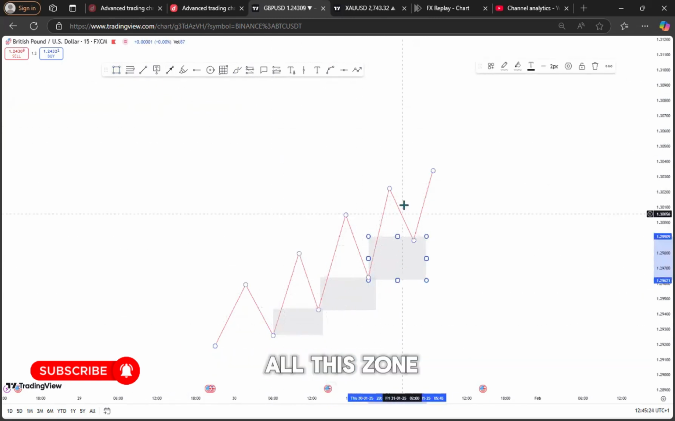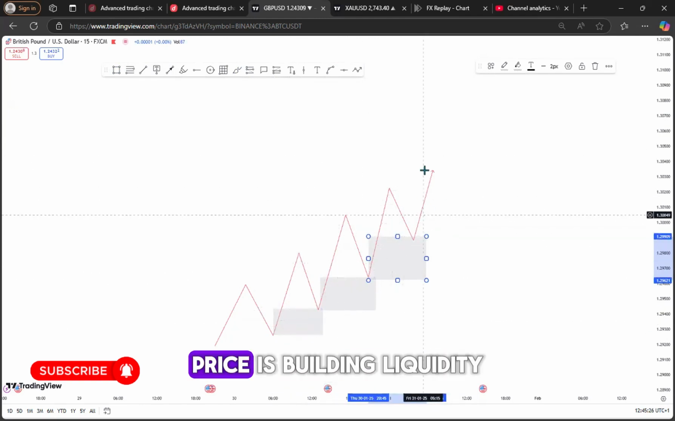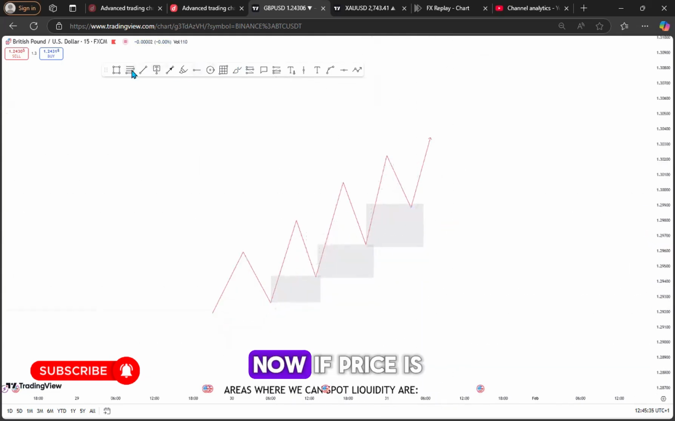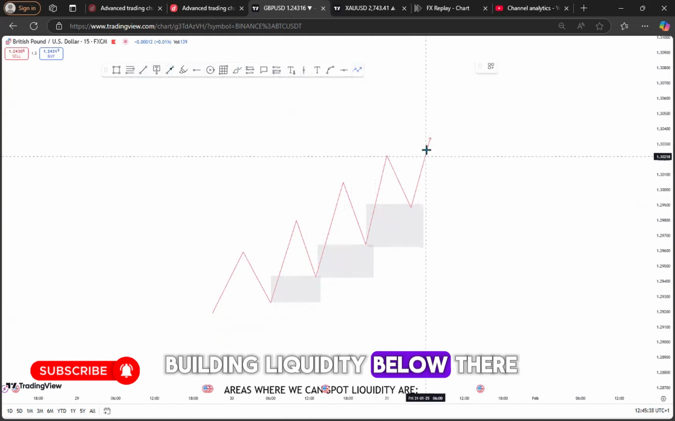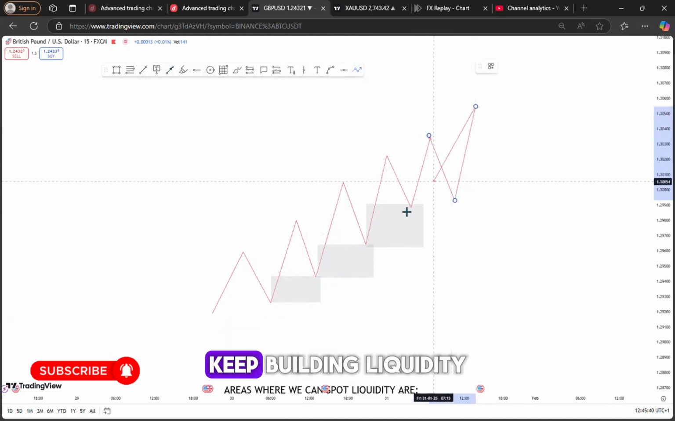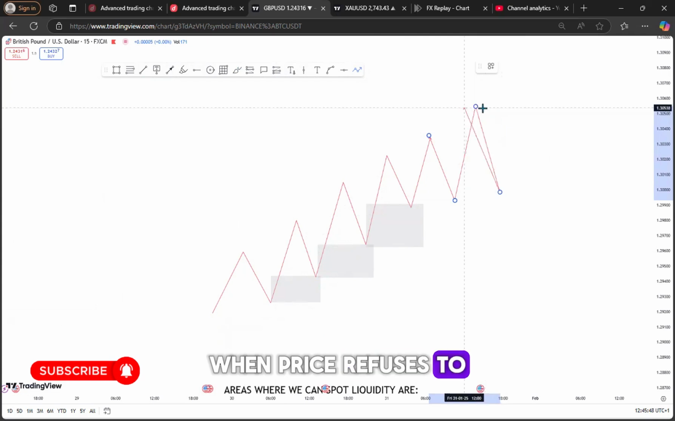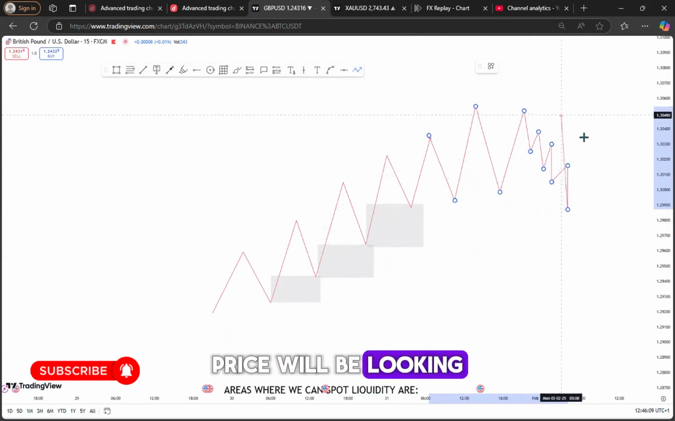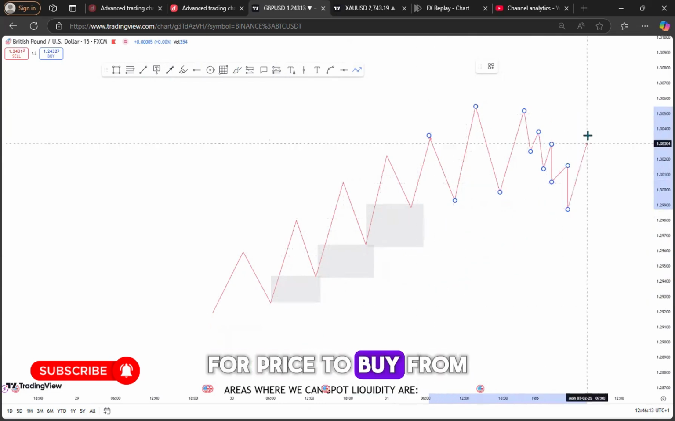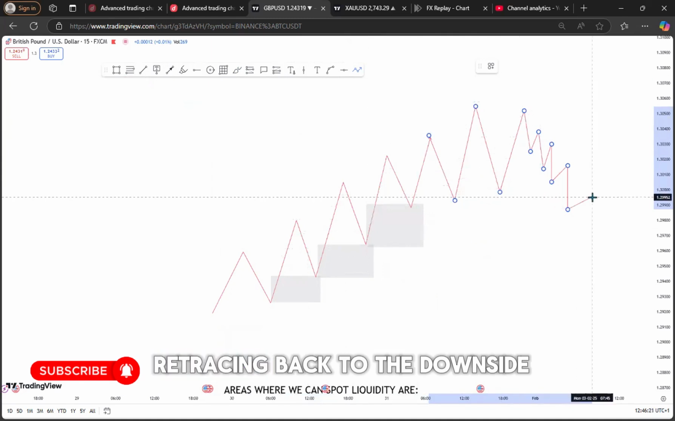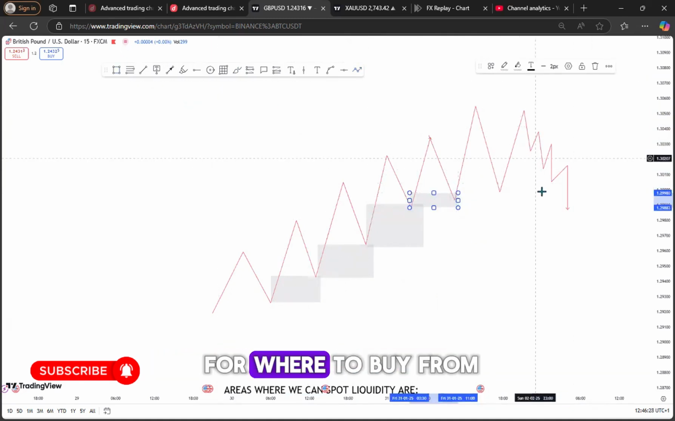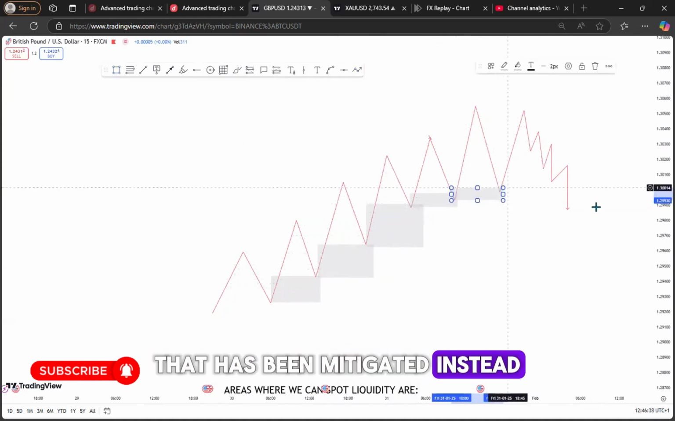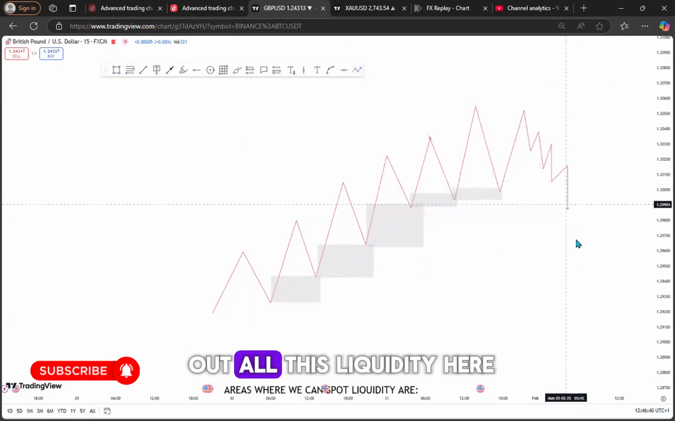As price is mitigating all this zone, price is mitigating all this low, price is building liquidity below all these lows. Now, if price keeps pushing to the upside, keeps building liquidity, and then refuses to take out this high and starts giving some kind of bearish move, price will be looking for areas that are not mitigated to buy from. If price is retracing back to the downside looking for where to buy from, most of the time price will not buy from these areas that have been mitigated. Instead, price will come and take out all this liquidity here.